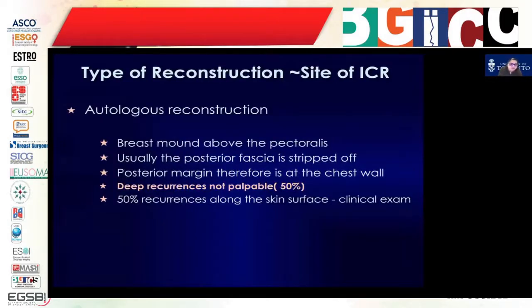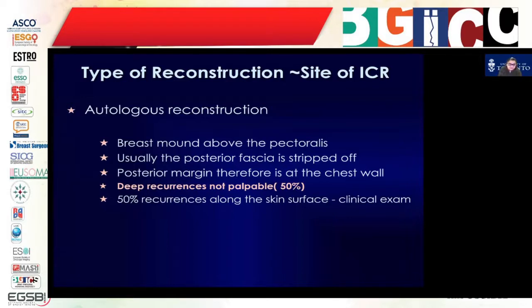So autologous reconstruction, the benefit is that the patient has natural tissue which is forming the breast. The breast mound is placed above the pectoralis. So remember the difference. The implant is always placed behind the pectoralis, but an autologous reconstruction is anterior to the pectoralis. And usually the posterior fascia over the pectoralis is stripped off. So that is the one place where you may have some TDLUs left behind. So it's usually stripped off, and so the posterior chest margin is right on the chest wall, right on the pec muscle.